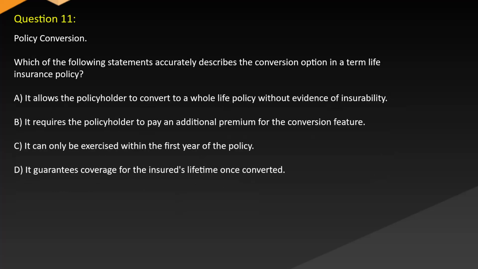Question 11. Policy conversion. Which of the following statements accurately describes the conversion option in a term life insurance policy? A. It allows the policyholder to convert to a whole life policy without evidence of insurability. B. It requires the policyholder to pay an additional premium for the conversion feature. C. It can only be exercised within the first year of the policy. D. It guarantees coverage for the insured's lifetime once converted.